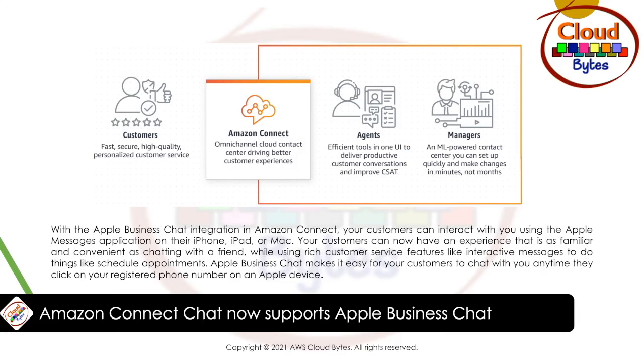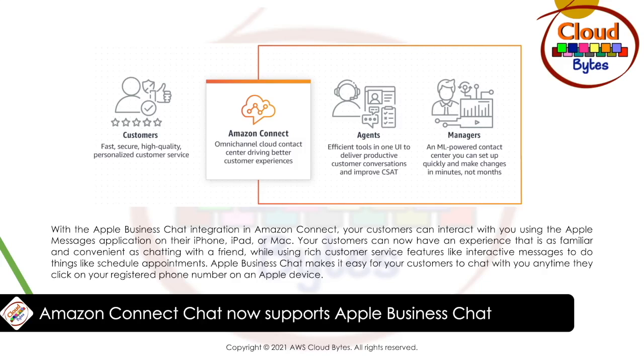Amazon Connect Chat now supports Apple Business Chat. So looking at the picture above, on the left you have customers, and the box on the right is the Amazon Connect service. Amazon Connect gives you the capability to have agents who can actually talk to your customers over the phone, chat, and other tools to improve your CSAT. Whereas you have managers as another persona, which can set up quickly.